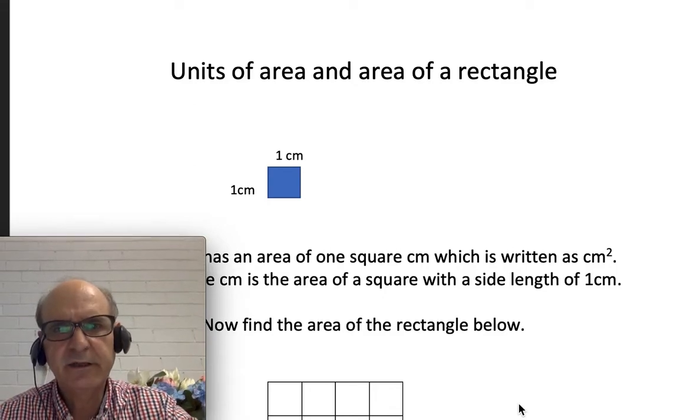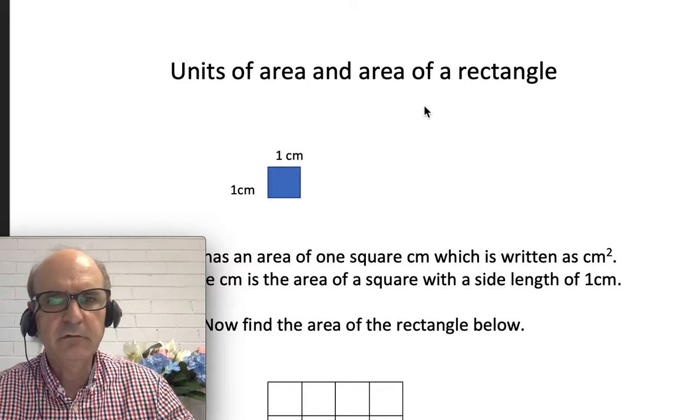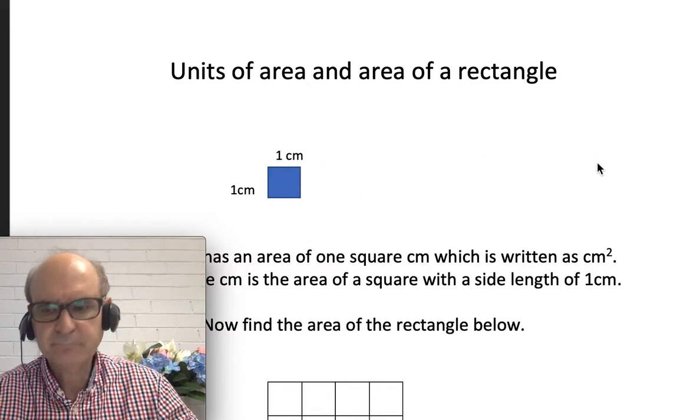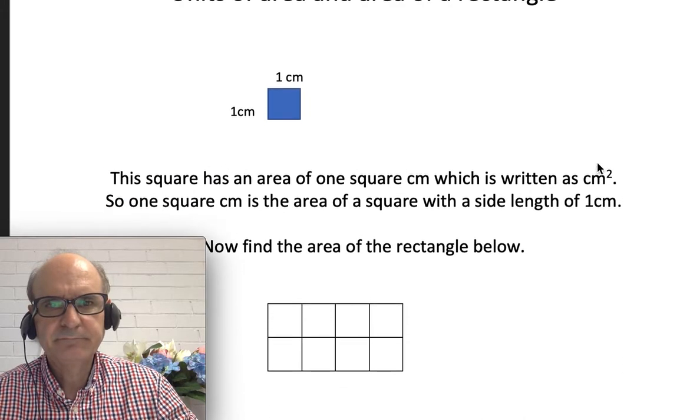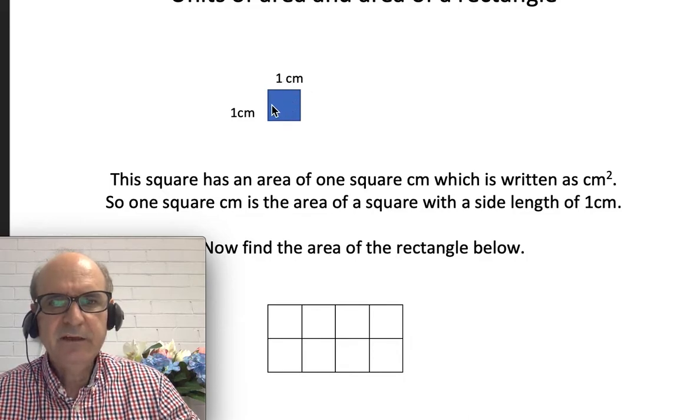In this lesson, we talk about units of area and area of a rectangle. Consider a square like this, with each side of the square being 1 centimeter. The area inside this square is called 1 square centimeter. So the area inside that is 1 square centimeter.